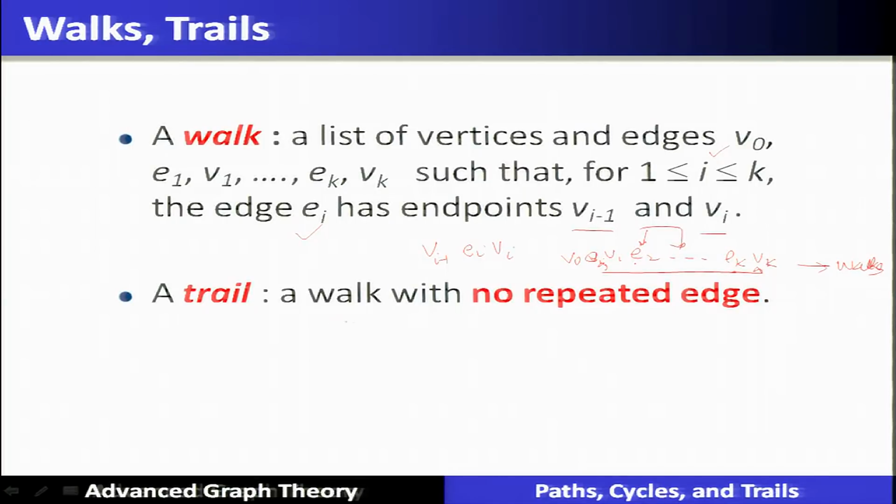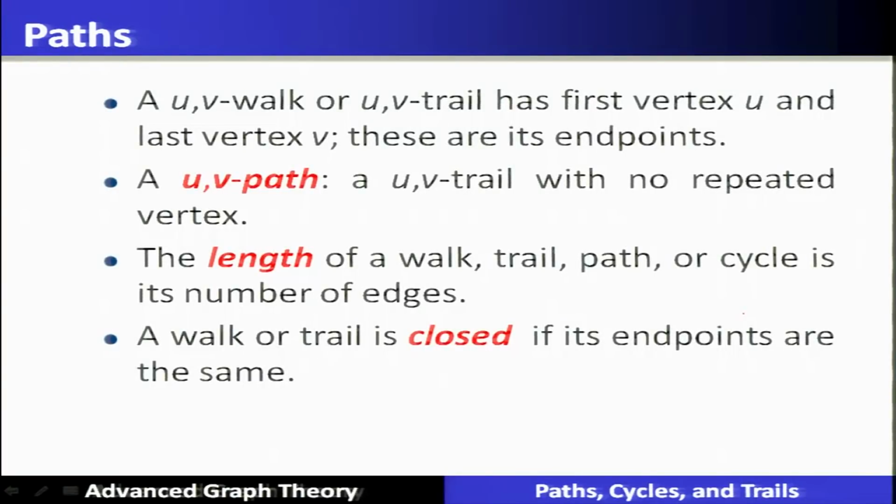Now, a trail is a walk in which no repetition of edges is allowed, although repetition of vertices is allowed. As far as the path is concerned, a path is a walk which does not have repetition of vertices or repetition of edges. So, if edges and vertices are not repeated, then that walk is called a path. Otherwise, you can also state that a UV path is nothing but a UV trail with no repeated vertices, and in a trail we have already seen that the edges are not repeated. That is why a path is basically a walk without any repetition of vertices and edges.